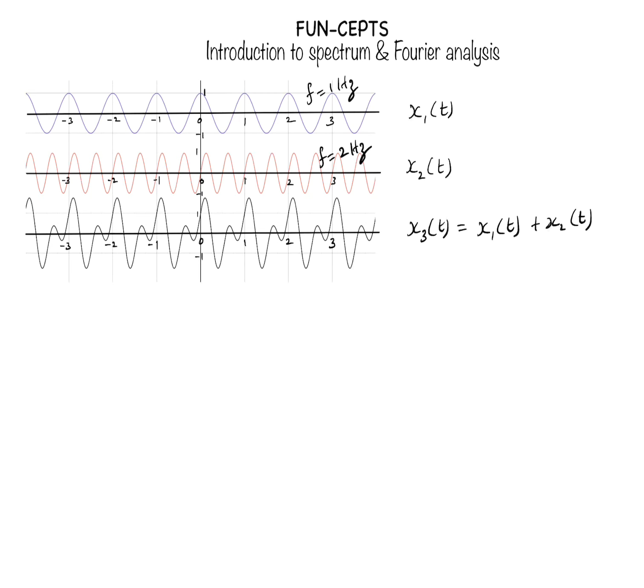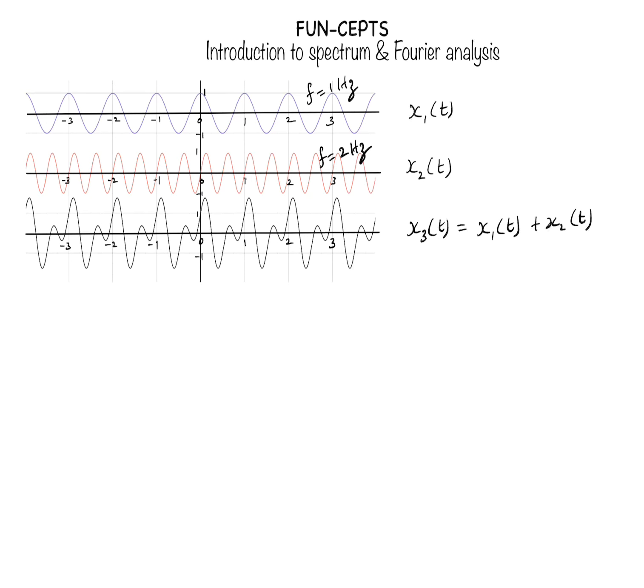But if I did not show you the blue waveform and the red waveform and showed you only this black waveform x3 of t, then it wouldn't be apparent from looking at this waveform that it contains a component at 1 hertz and another component at 2 hertz. So in order to find that information, we'll have to take the Fourier transform of this particular signal. The Fourier transform would then give us information related to its frequency content, and hence we can get that information from the spectrum of x3 of t.